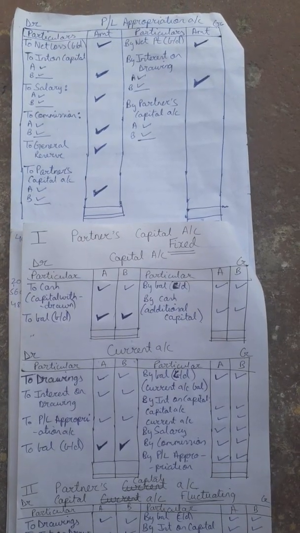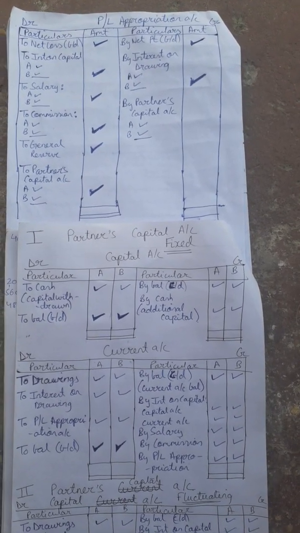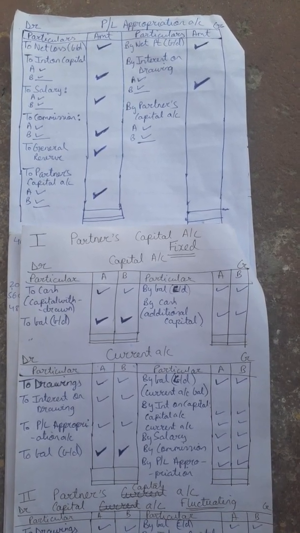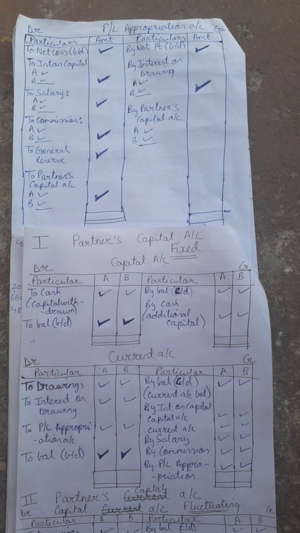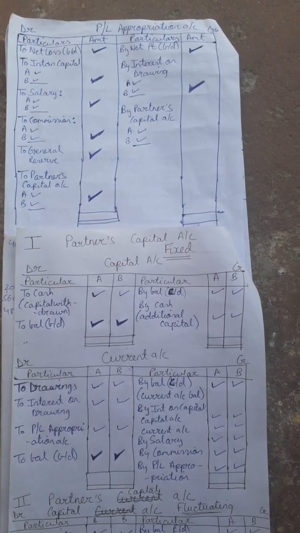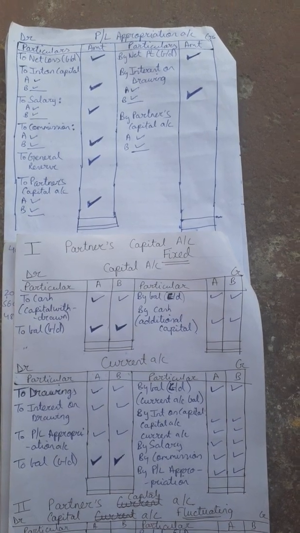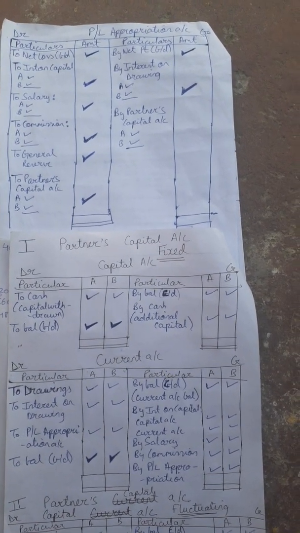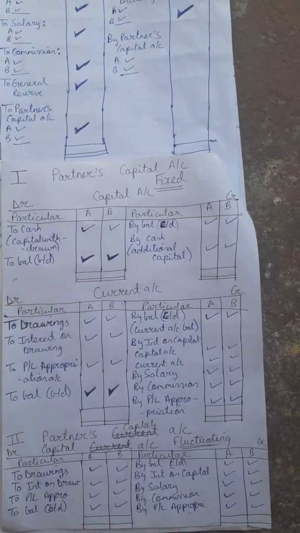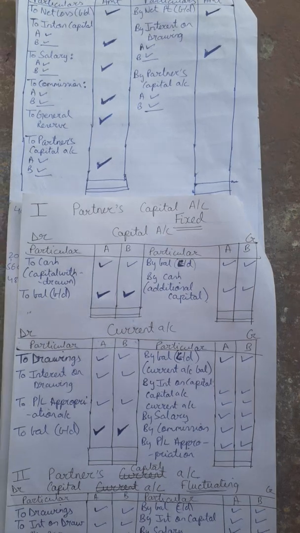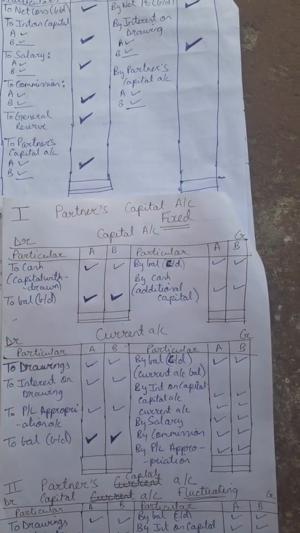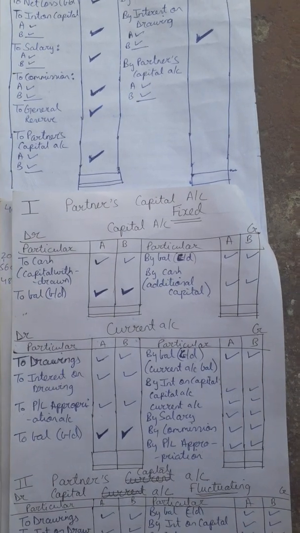After preparing the profit and loss appropriation account, the next step is to make the partners' capital account. But there are two options. You may be asked either to make the partners' fixed capital account, or to prepare the partners' fluctuating capital account. When the partners' fixed capital account is made, you have to make two accounts: one capital account and the other one current account.